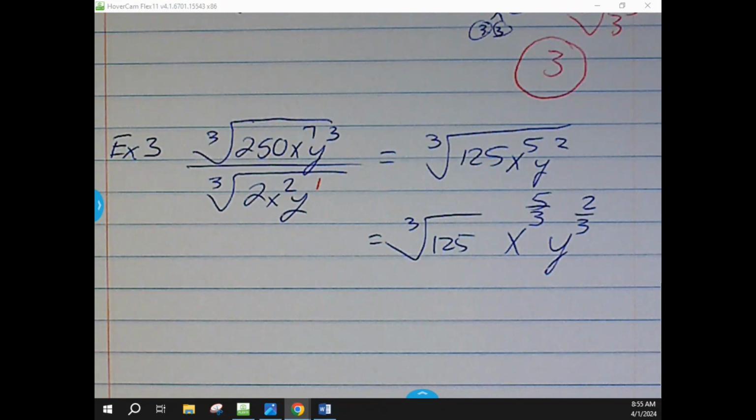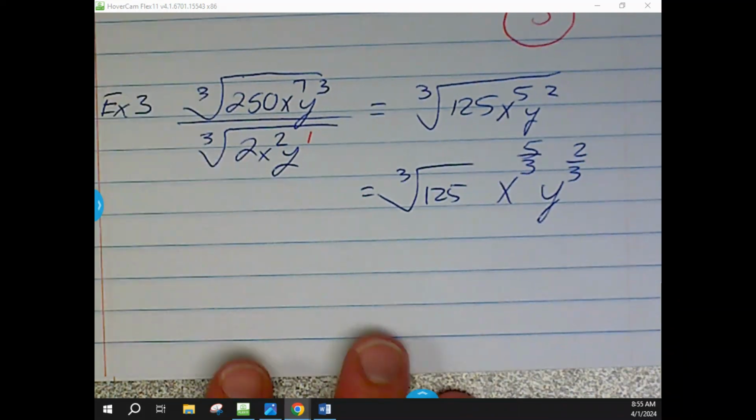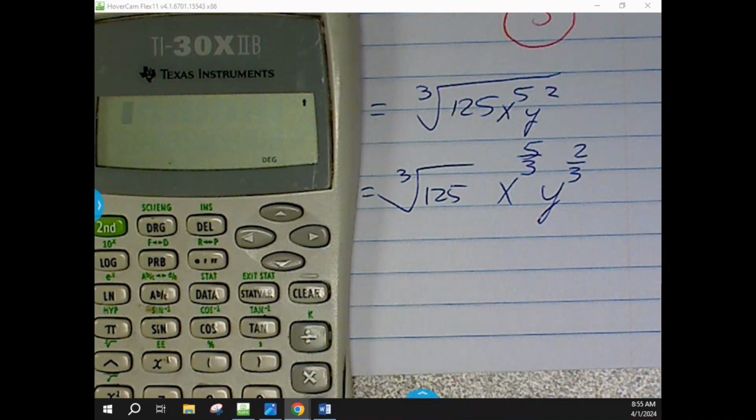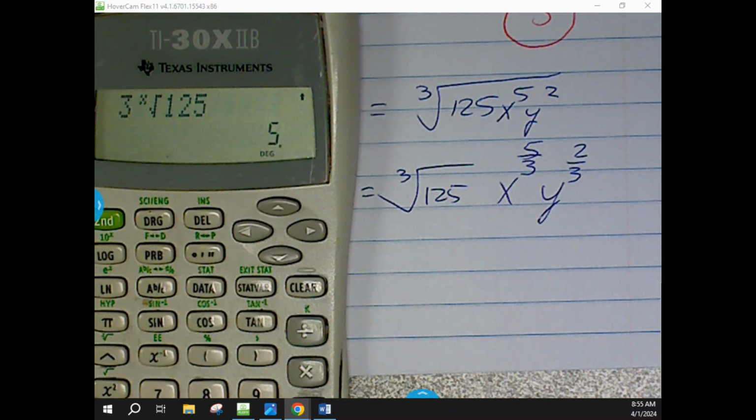Okay. And as you're going through these, again, thinking about ACT, because it is right around the corner for all my juniors in here. This is one that, before I start to break it down, I'm going to check that number on my calculator just to see if that's a perfect radical. If you do the third root of 125, it comes out nicely. That number is just a plain old 5.